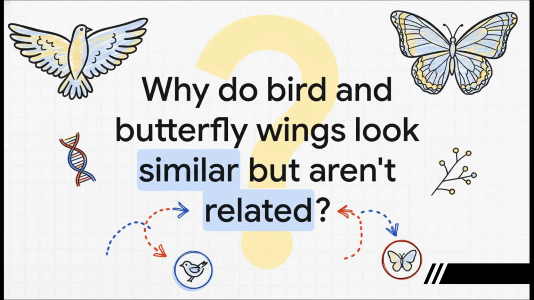So, let me ask you something. Have you ever actually stopped to wonder about this? I mean, why do a bird and a butterfly, two totally different creatures, have wings that look so similar and do the same job? This isn't just some random fun fact. This question holds the key to a core concept that CUET examiners absolutely love to test. And today, we are going to decode that answer together.